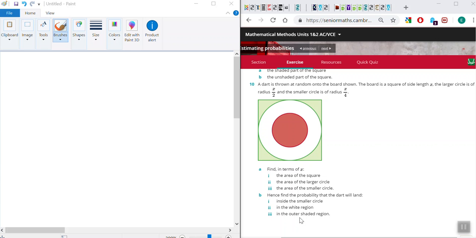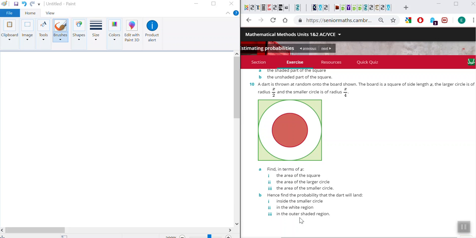This is for year 11 methods. We're going to look at exercise 9b, question 10. So a dart is thrown randomly on the board shown. The board is of square length x, and the largest circle is of radius x on 2, and the small circle is radius x on 4.